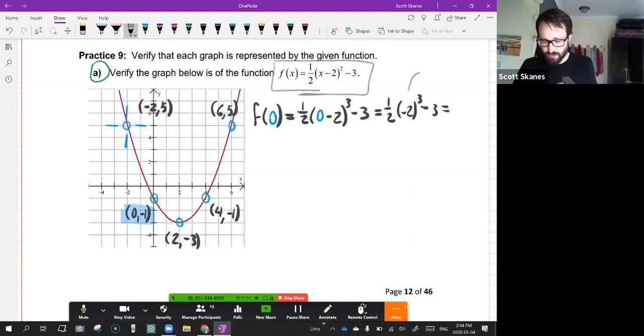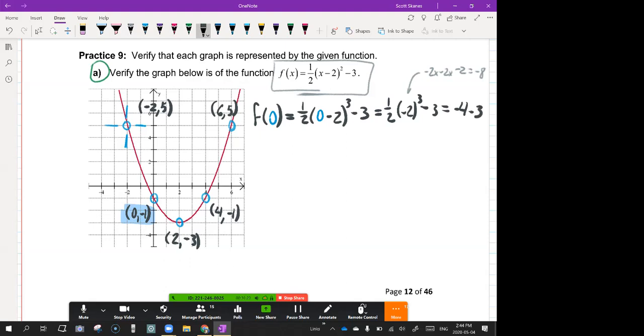Negative 2 cubed is negative 2 times negative 2 times negative 2, which is negative 8. So some students are like, why is it negative? That's why it's negative. Negative 8 divided by 2 is negative 4. Sir, it's not power 3, it's power 2.